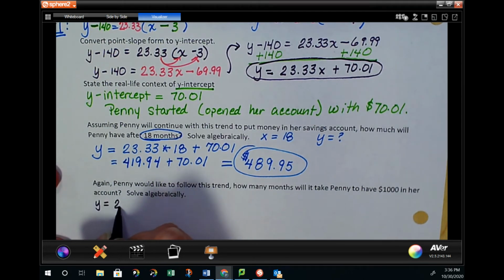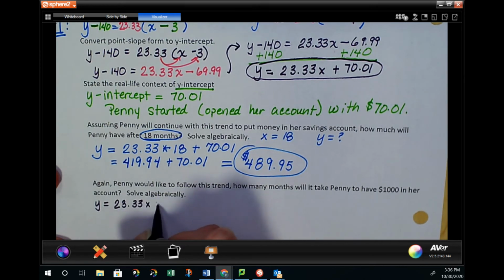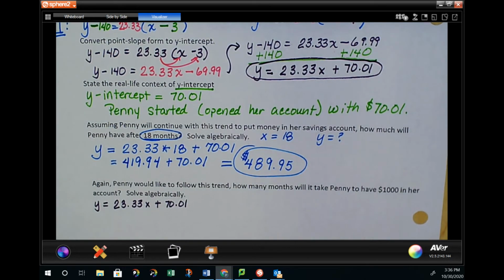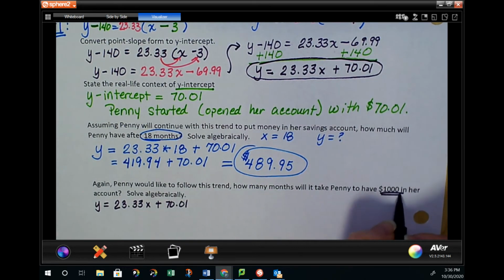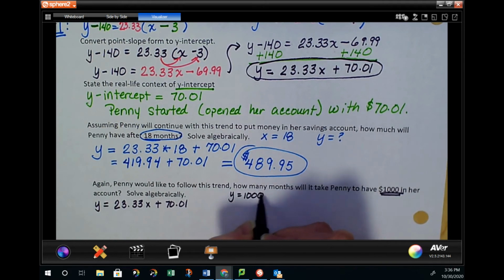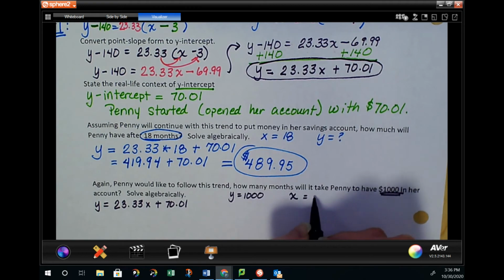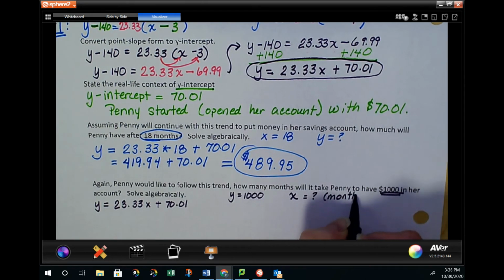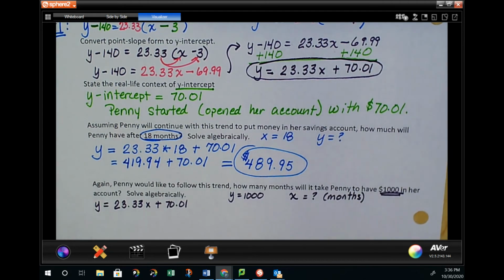Y is equal to 23.33x plus 70.01. That's our equation. So this $1,000 here, that's going to be y. Y is equal to 1,000, and we're going to find x. That's our months. So that's going to be your months. So we're going to substitute 1,000 in.